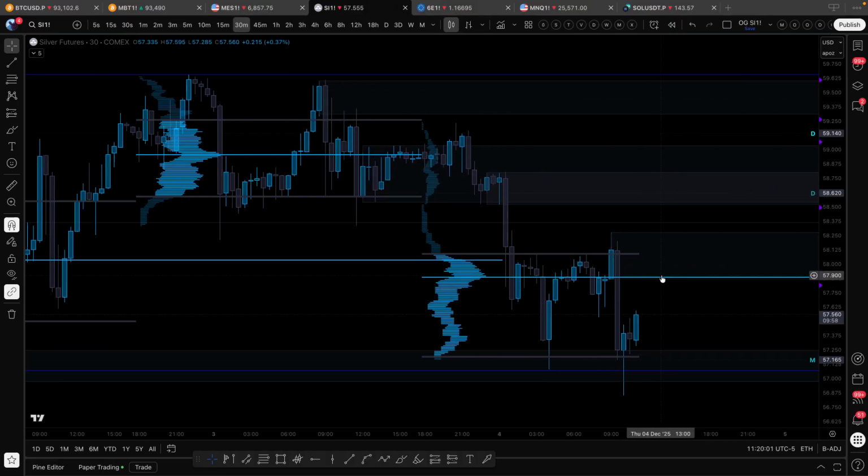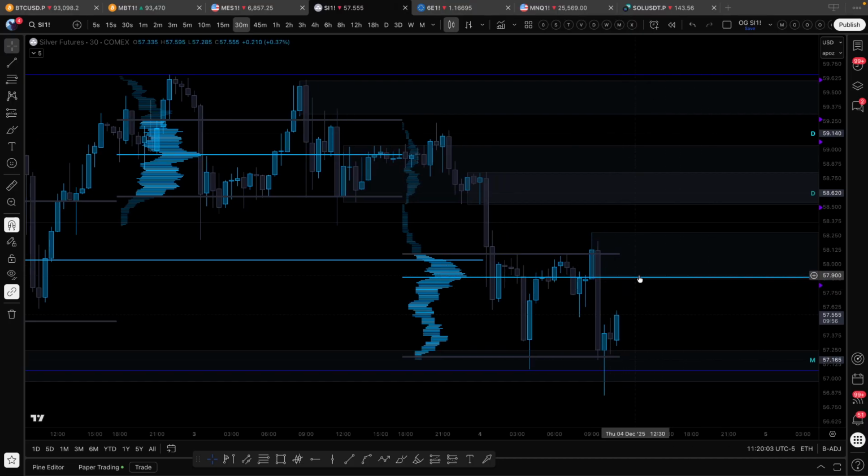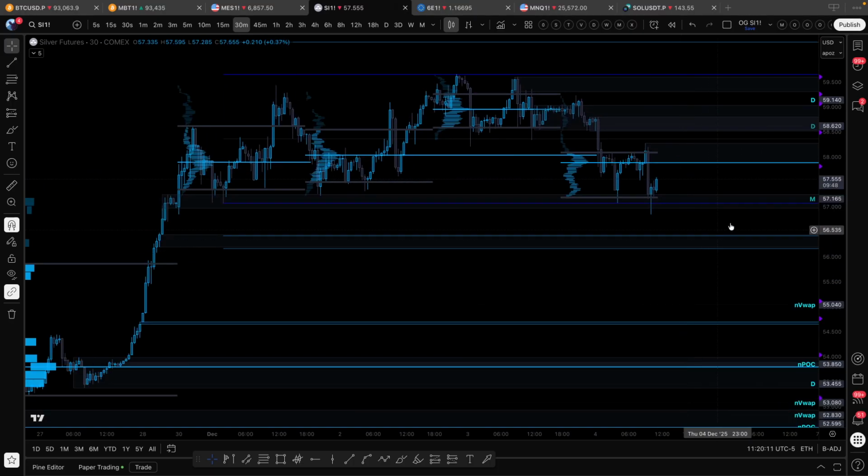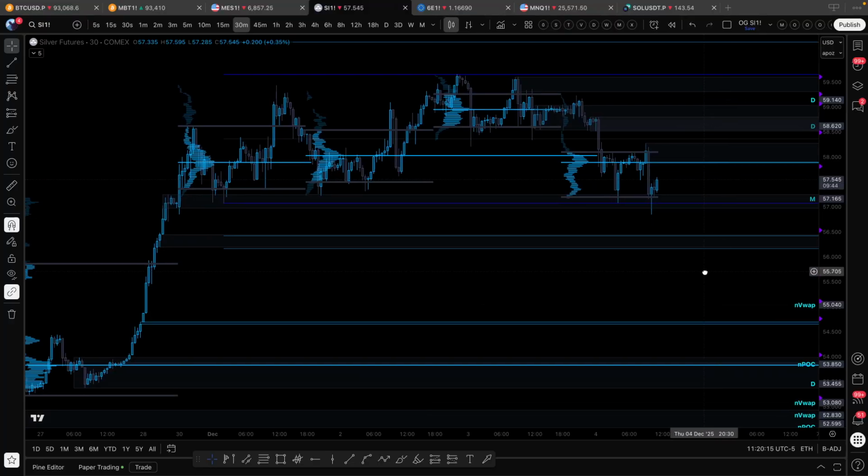Yeah, I like this point of control hit right here. I would definitely short this area. I like this for a short. Price comes into this area, alert goes off, check for your confirmations. Same thing with this one. Check for your confirmations in this deviation zone.